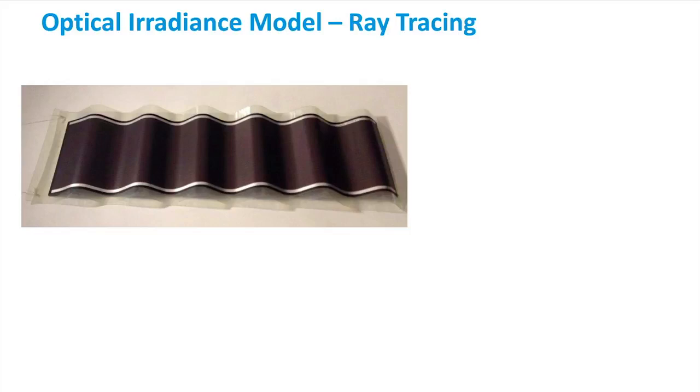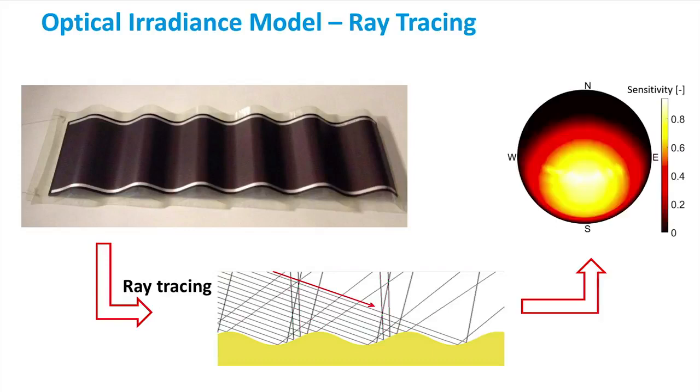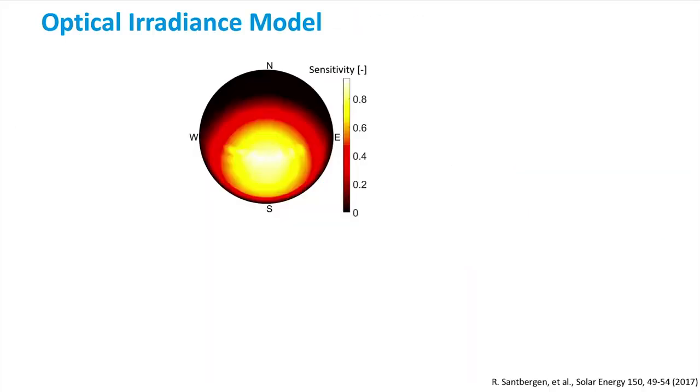In the optical model, the geometry of the PV module is created and light rays with a certain intensity are simulated to impinge on the module surface from all angles of incidence. After this ray tracing simulation is complete, a so-called sensitivity map is generated as output. A sensitivity map contains information about a surface's sensitivity to incident light at all angles of incidence. It is primarily dependent on the shape of the created geometry.